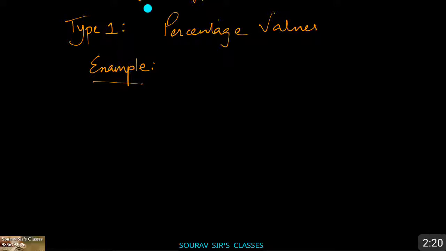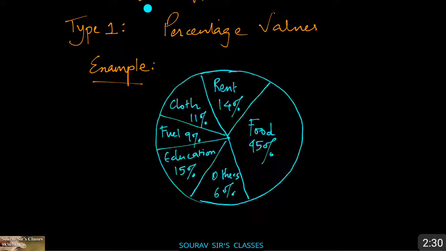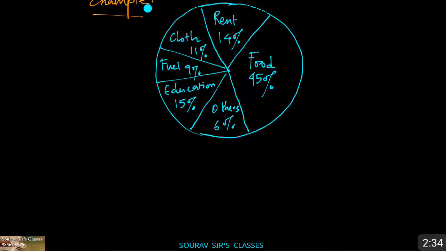The following pie chart shows the expenditure incurred by a family in a month over different heads or items. The pie chart is given below. This is the given pie. Now the questions follow. Question number 1. What is the proportion of expenditure incurred on education and food?